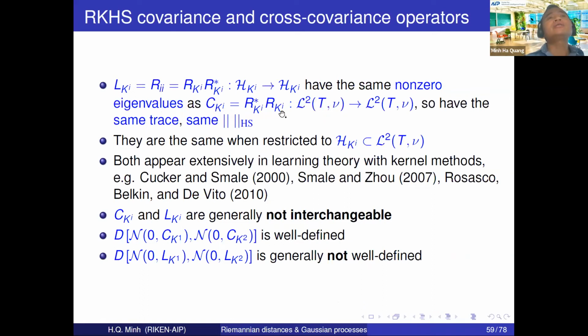These operators have a lot of things in common. They have the same non-zero eigenvalues, the same trace, the same Hilbert-Schmidt norm, etc. And that's the same when we restrict them to the space H_Ki. But in general they are not interchangeable, because the distance between C_K1 and C_K2 is well defined, but the distance between L_K1 and L_K2, for example, is not well defined in general, because they operate on two different spaces.